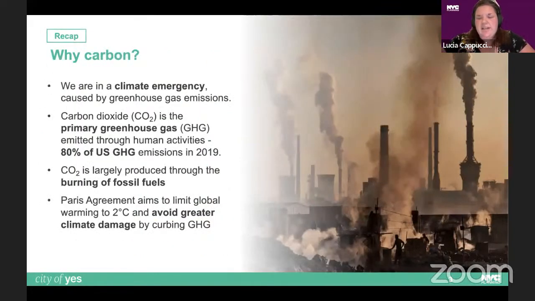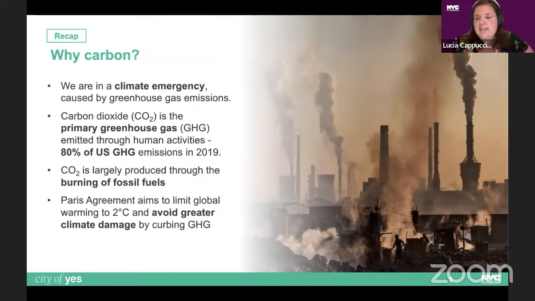First, I want to take a minute to frame our conversation about why this text amendment is coming through the city. Why are we even talking about carbon right now? It's important to emphasize that we're facing a climate emergency. It's largely fueled by global carbon dioxide emissions. Carbon dioxide makes up most of the United States greenhouse gas emissions, 80% in 2019. These emissions generally come from human activity, specifically the combustion of fossil fuels like diesel, gasoline, natural gas, and home heating oil.